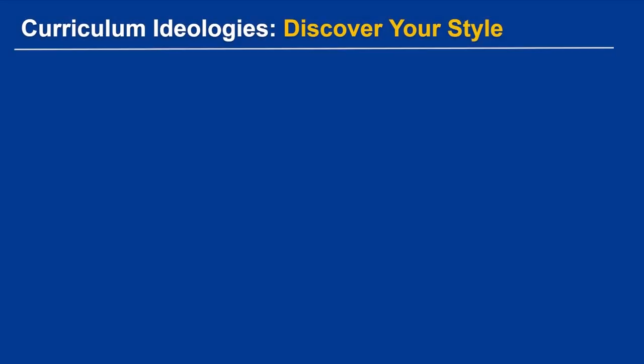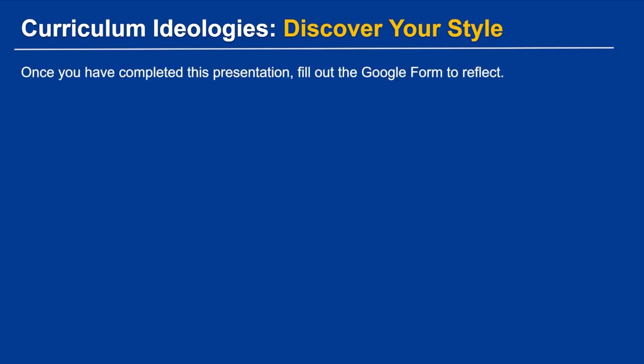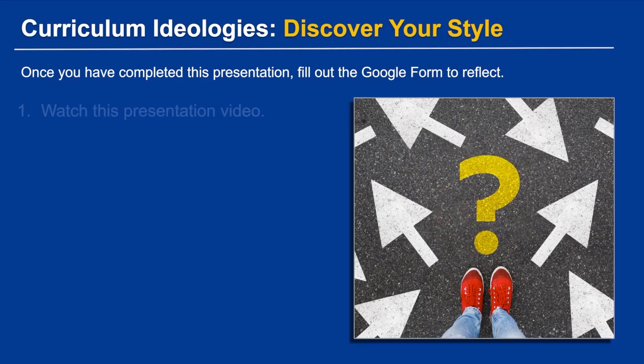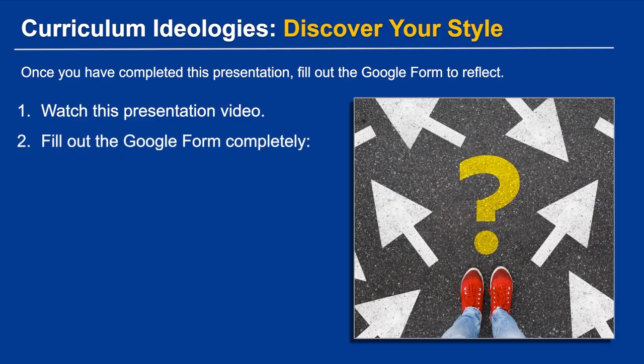So to discover your style, you'll fill out the Google Forms survey after watching this video. And to do that, you're already completing step 1 right now, which is to watch the video and understand the major ideologies. After you complete this video, you'll fill out the form and discover which ideology, or multiple ideologies, will fit you best.